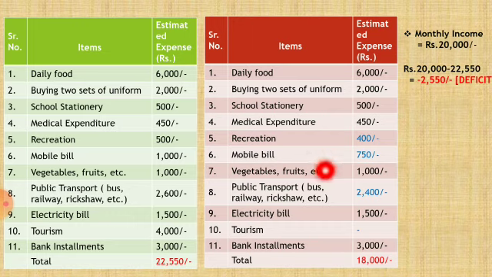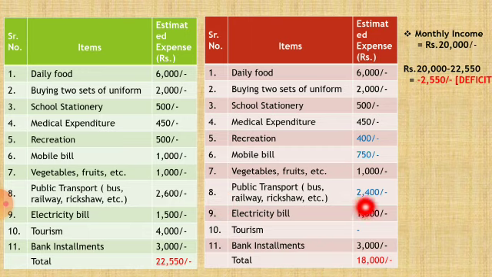Even my telephone or mobile bills are a luxury item, so I can definitely reduce that also. So I have reduced it to 750 rupees. Vegetables are a necessity, so I have not made any changes there. Now, public transport. If you observe, I have brought it down from 2,600 to 2,400 rupees.